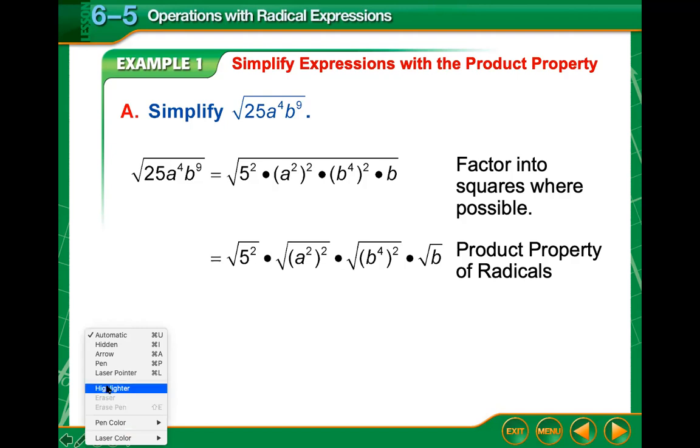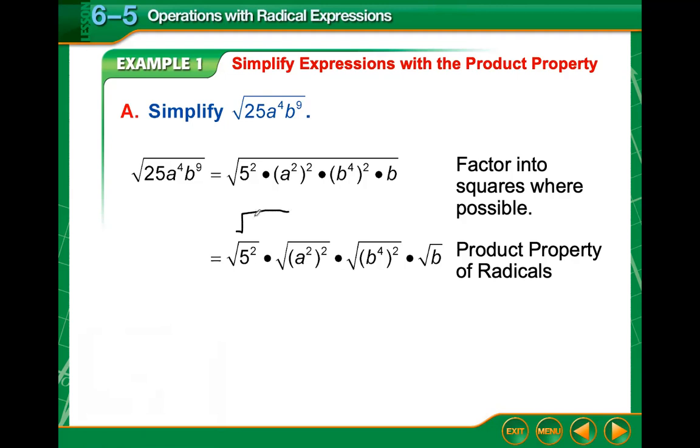Oh, let me write this out. That might be easier to see that way. So I probably would write this as the square root of 25 times the square root of a to the 4th times the square root of b to the 8th times the square root of b. Because I can do these three here, and this is an 8. Which would be getting me 5a squared b to the 4th square root of b.